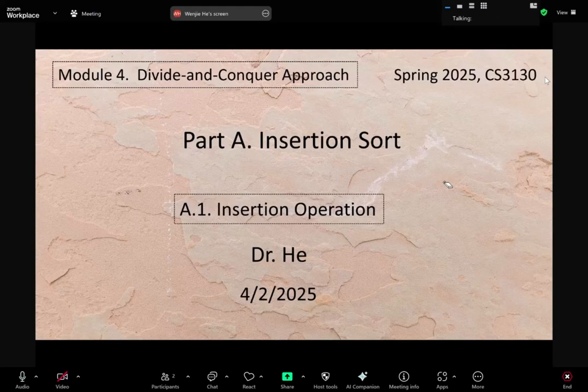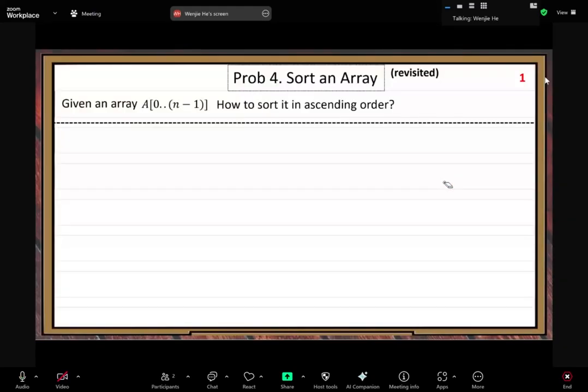Let's look at the question first. The same old question, problem number 4. So you're familiar with the problem already. So let's do the analysis. First, regarding the strategy. To solve this problem this time, this is our third time to solve this problem.